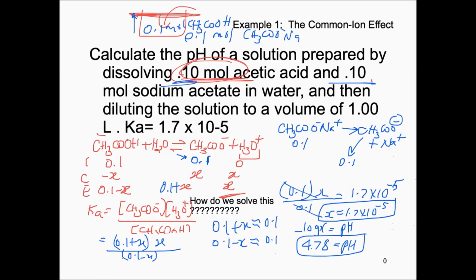Realize, if you add sodium acetate, that means you have pumped in the acetate concentration. Don't you think that the backward reaction would have proceeded, which basically means that the amount of hydronium would decrease or the pH would increase? And that's what we see: acetic acid by itself was 2.88. In the presence of sodium acetate, the pH rises. We proved our point.